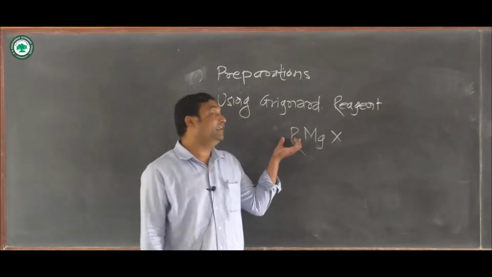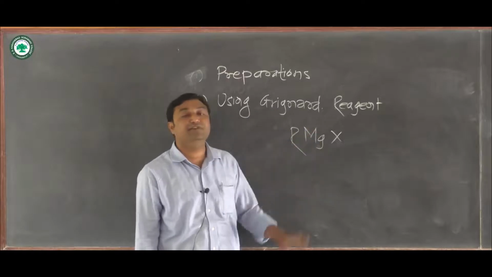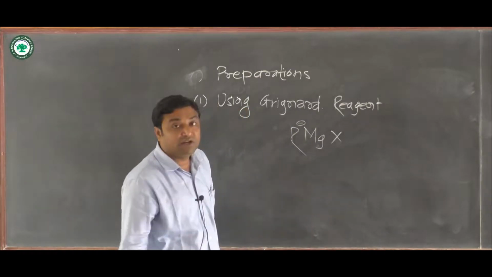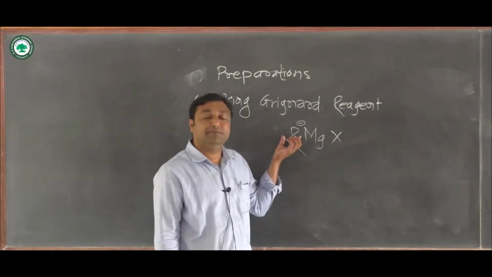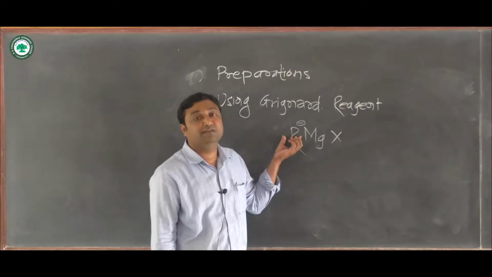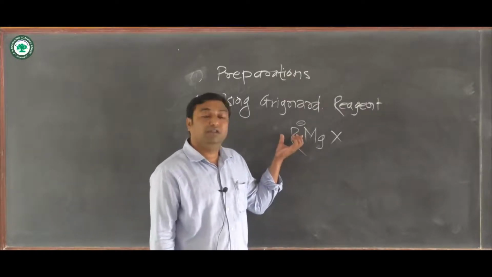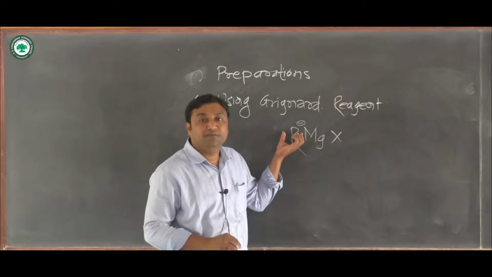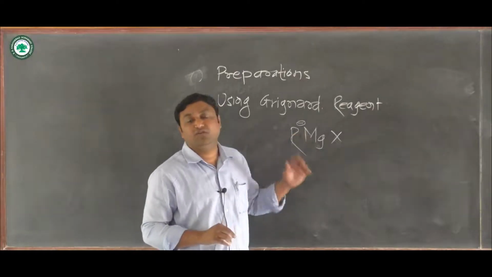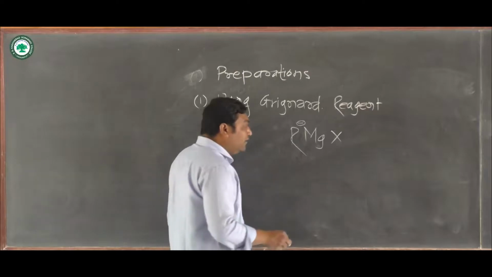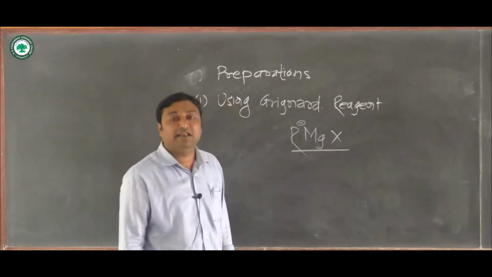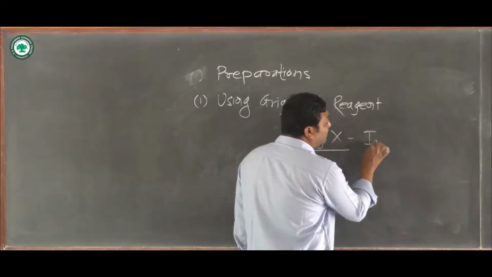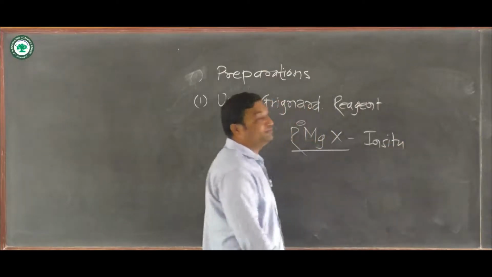The alkyl group present in Grignard reagent, that is RMgX, has negative charge. Due to negative charge, it becomes nucleophilic in nature. It means it becomes electron rich. And we know that an electron rich species, that is a nucleophile, always attacks the electrophilic center. When we have to use this Grignard reagent, it will be prepared in situ.